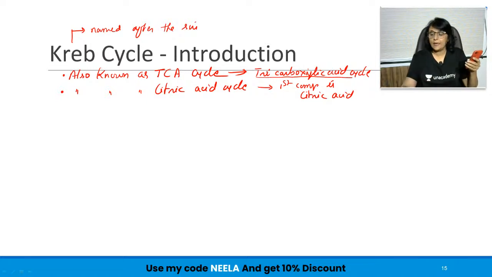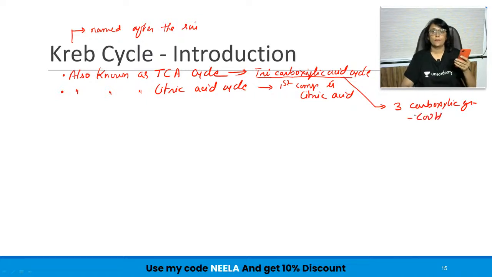Any tricarboxylic acid will have 3 carboxylic groups. And what is carboxylic group? COOH. So, an acid which has 3 COOH will be called a tricarboxylic acid, and such a tricarboxylic acid is citric acid. So you can call it Kreb cycle, you can call it citric acid cycle, you can call it TCA cycle. There are so many names which can be given.